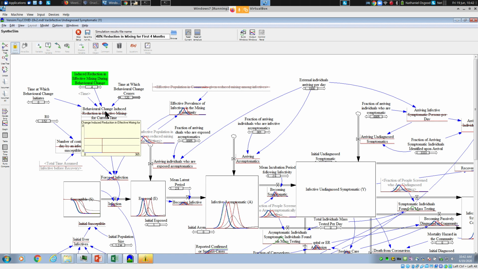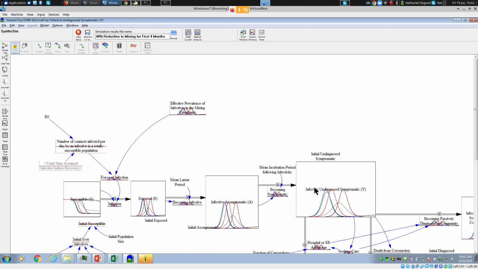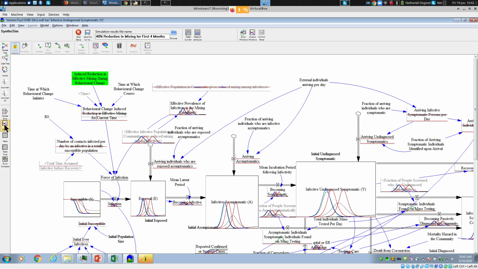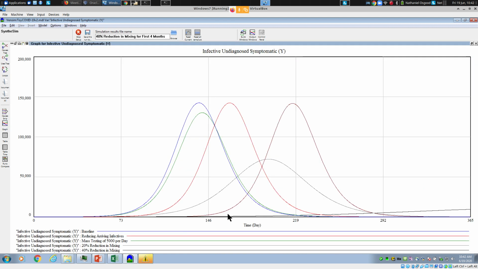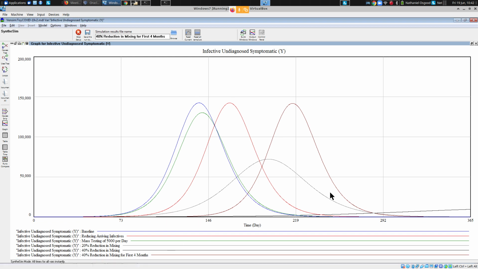So I'm going to say 120 here, and there we go. Okay. So I'm going to double click on this symptomatic Y, the number of undiagnosed symptomatic individuals, and plot it out here. Where is this curve? Well, excuse me, this is troubling me. So what you'll see here is there's a black curve, where it stuck to the 40% reduction in mixing for a year.